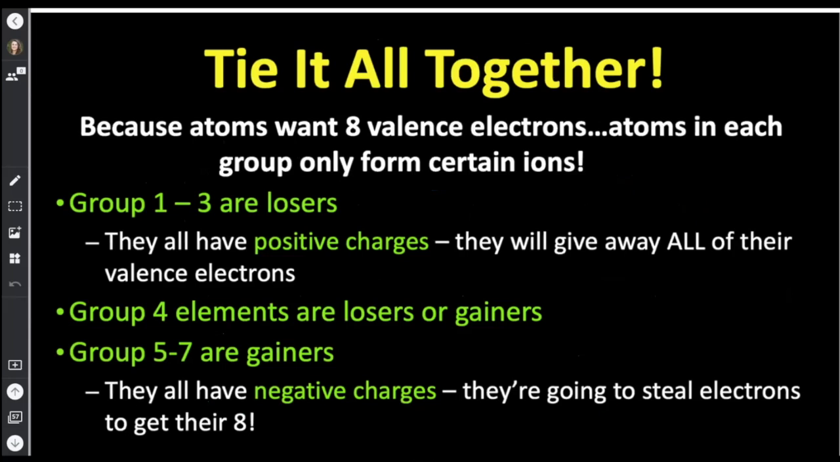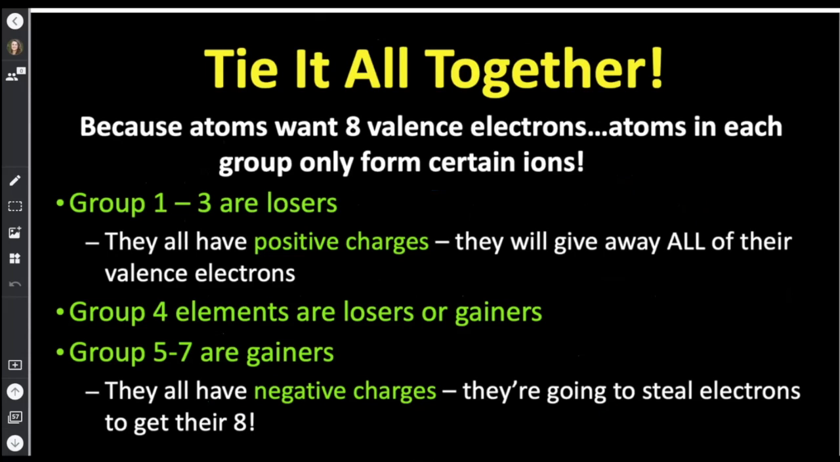So to tie that together, groups 1 through 3 are losers because it's easier for those to get back to 0 than it is to go all the way to 8. So they want to get rid of those valence electrons so that they drop back to their last full shell. And when they drop back to that last full shell, they end up with a positive charge because they lost negativity.